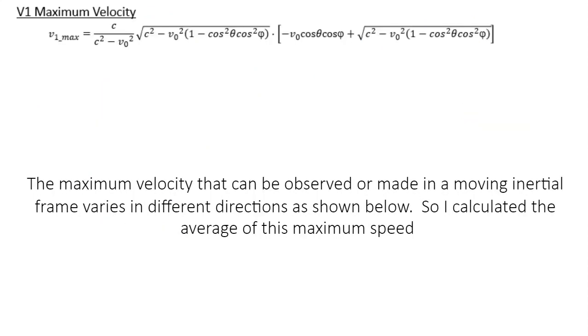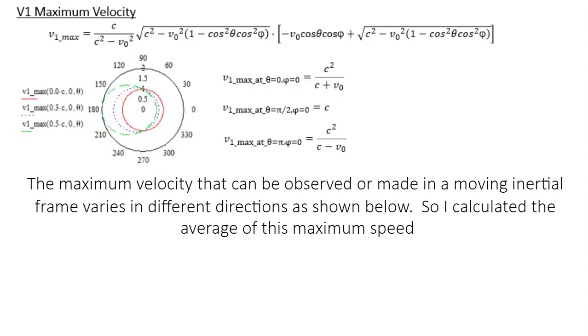The maximum velocity that can be observed or made in a moving inertial frame varies in different directions as shown below. So I calculated the average of this maximum speed.